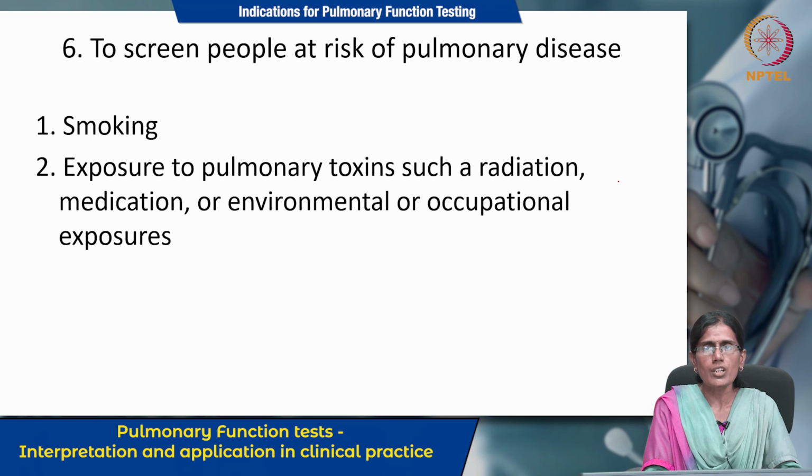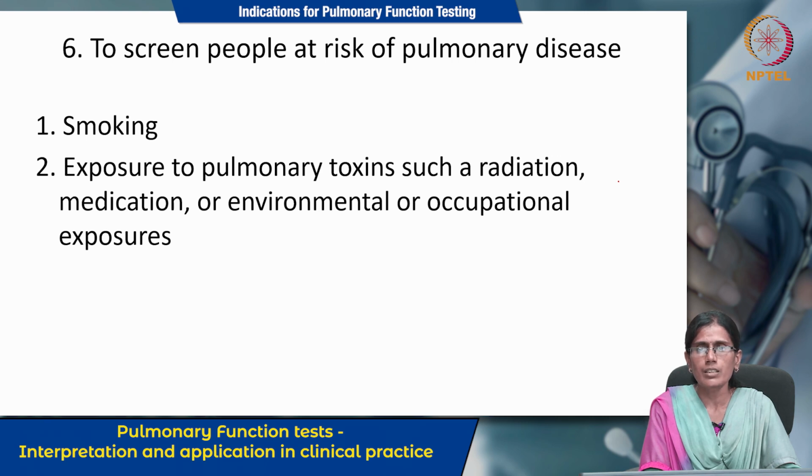The second one is the patient had been exposed to pulmonary toxins, for example, radiation. A patient had CA breast, carcinoma of the breast. The patient underwent multiple therapies, removal of the tumor, chemotherapy and radiotherapy. After some time, the patient is presenting with dyspnea. We want to find out whether the patient has developed lung fibrosis as a complication of radiation. Here we will do spirometry followed by lung volume assessment and DLCO.